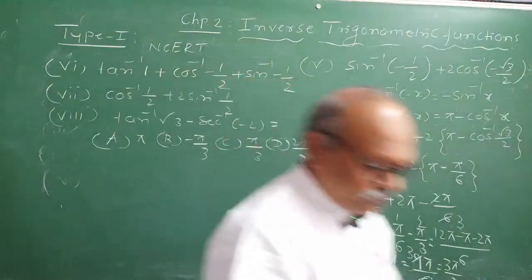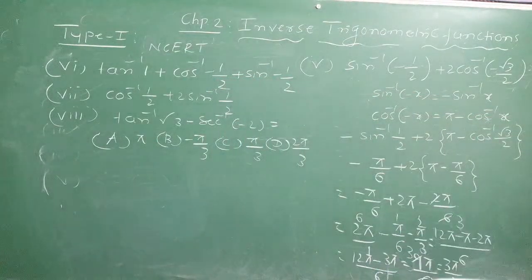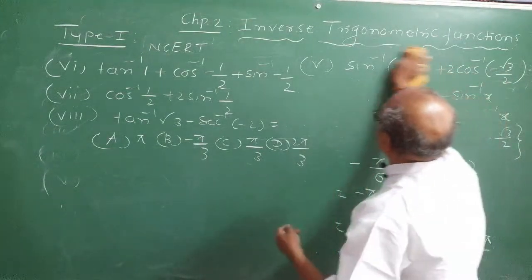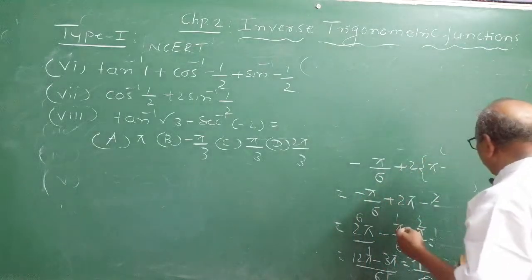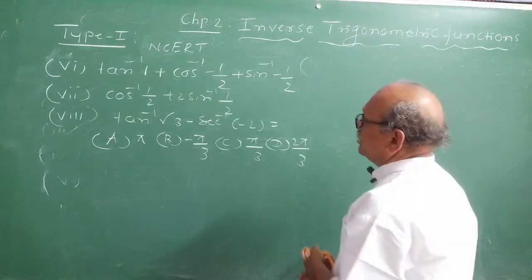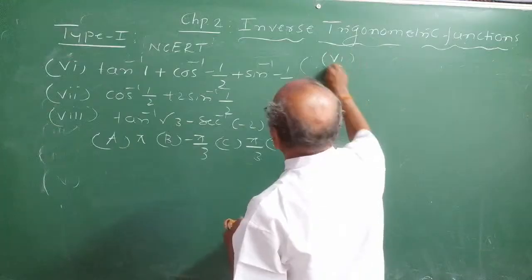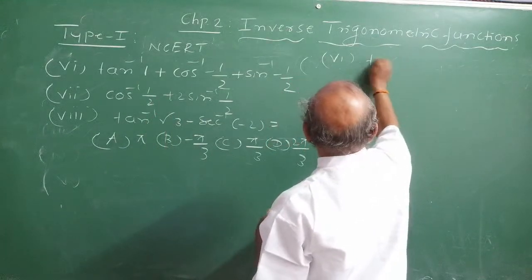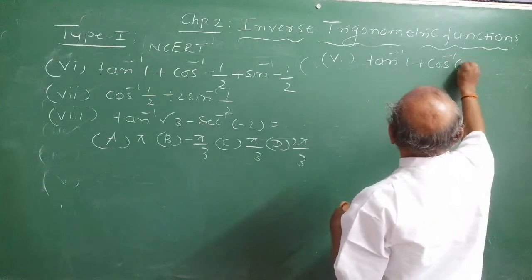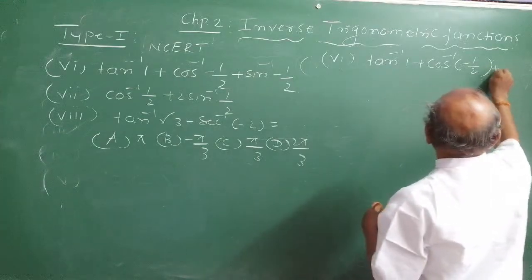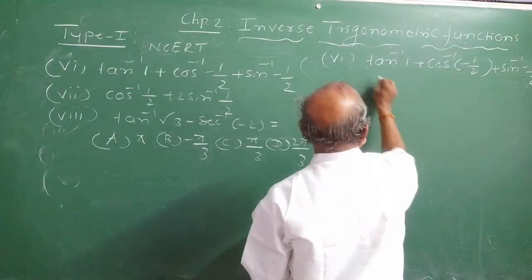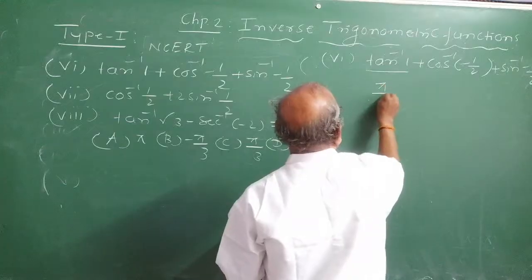Solve the problems given in the NCERT text based on these properties we studied so far. Finding principal values from the NCERT text, the remaining are easy. Now you can put the value directly. For the sixth one, let me take the problem: tan inverse 1 plus cos inverse minus 1 by 2 plus sin inverse minus 1 by 2. You can use the identity now.